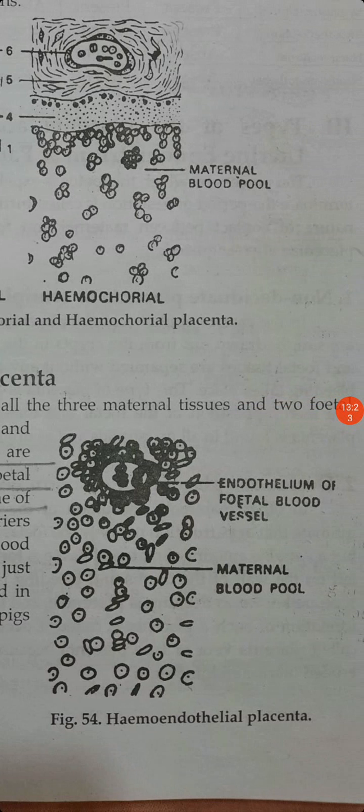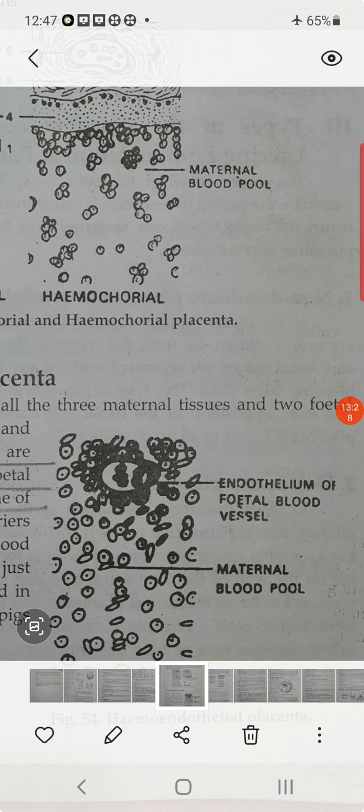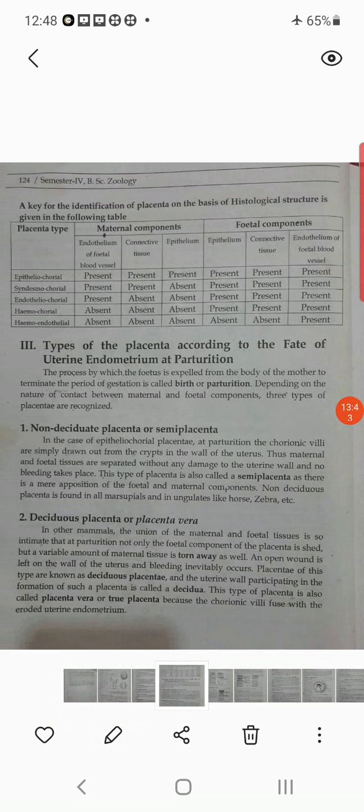So this is very easy, and this type totally depends upon how these internal tissues take part in the formation of the placenta. Now this is the second type. Now third one, that is the types of placenta according to the fate of the uterine endometrium at parturition. But here only 3 types are there. Okay, 3 types are there only, and it is very confusing.